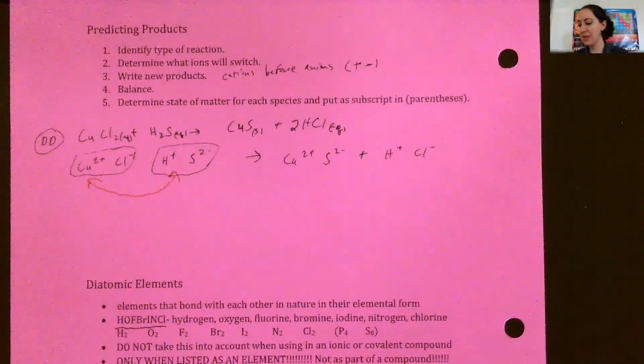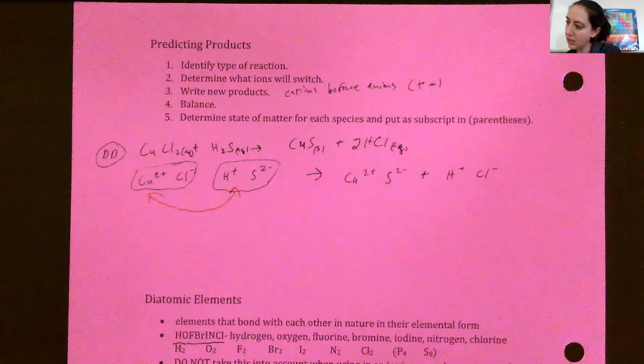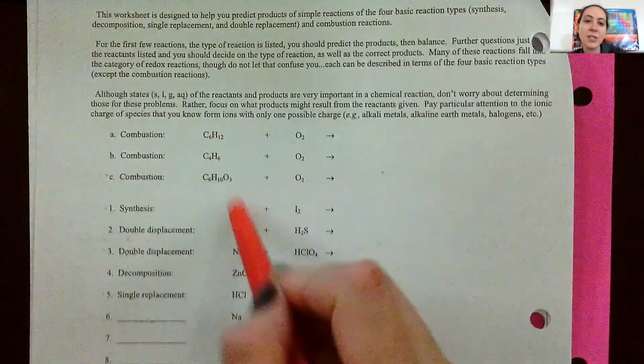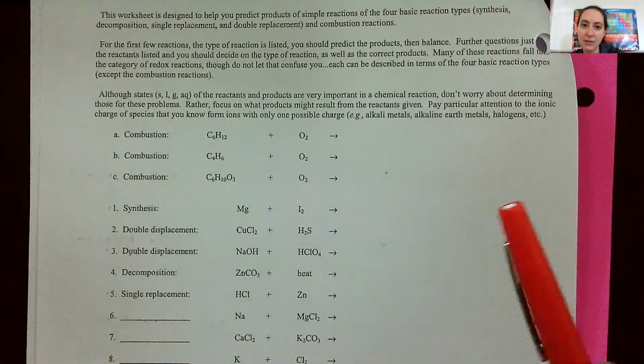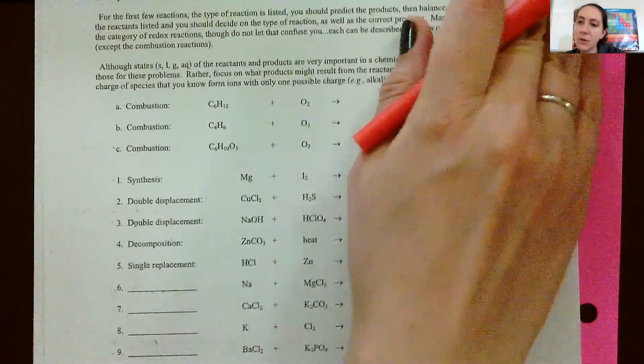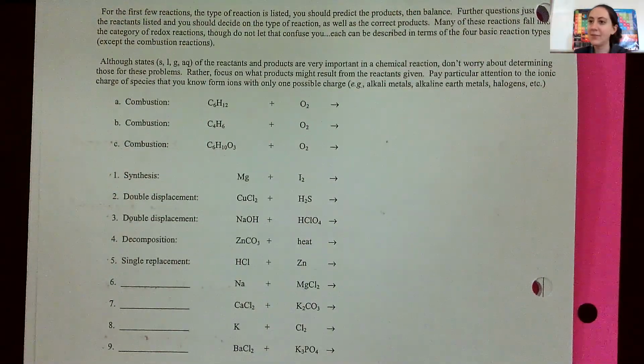So let me find the unit packet. Okay, great. If you look on page 4 of your unit packet, you are now able to do this. These are the first couple of reactions. They've already given you what type it is, which is really helpful. But later on, you're going to have to identify it. So it's taking that identifying skill to the next level, where you only have the reactants, not the reactants and products.